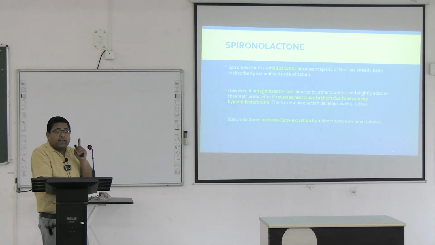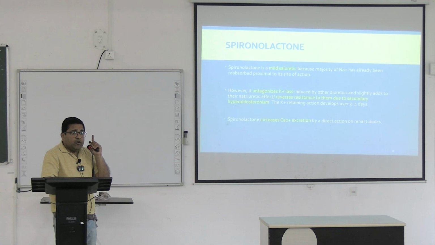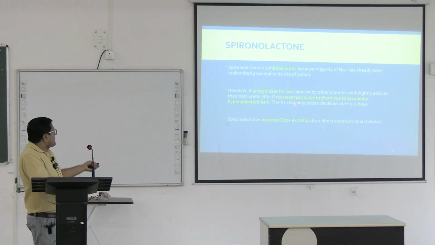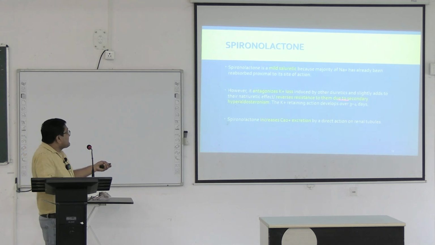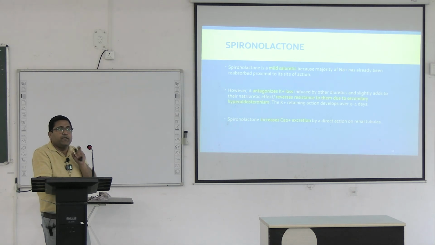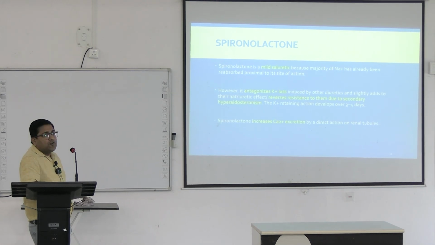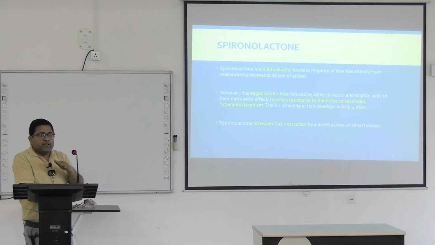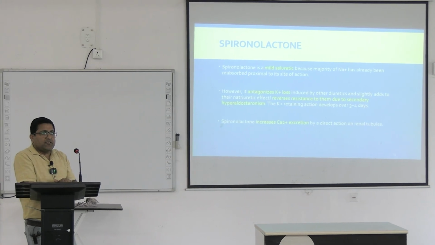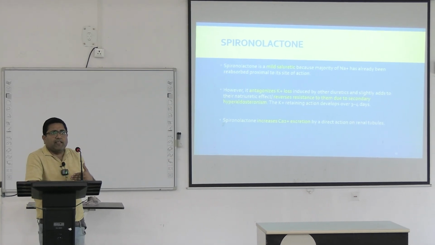However, it antagonizes potassium loss that is induced by the loop diuretics and by the thiazide diuretics. So it antagonizes potassium loss and slightly adds to their natriuretic effect. And definitely in case of refractory edema, it is very helpful, that is caused by secondary hyperaldosteronism. Like in case of cirrhosis of liver, the aldosterone level goes up. In those patients, the normal diuretics like loop diuretics and thiazide diuretics may not be effective. But when they are added up with spironolactone, the edema disappears.